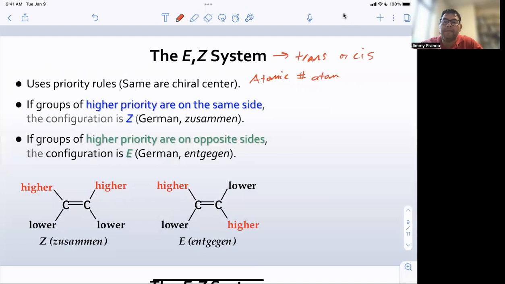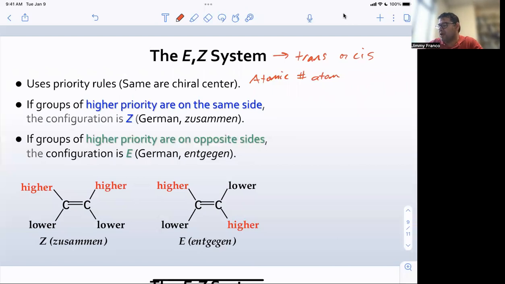Now, if they're the same atom, like you hit two bromines and there's nothing else, then that actually means that there wasn't really a stereo center, in terms of being able to designate it as E or Z. And we'll look at those here in a minute.